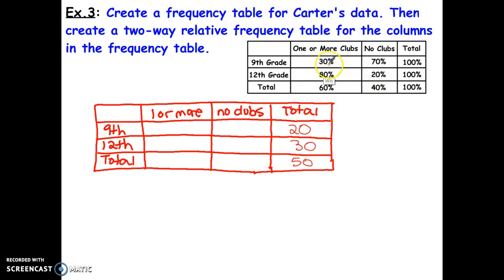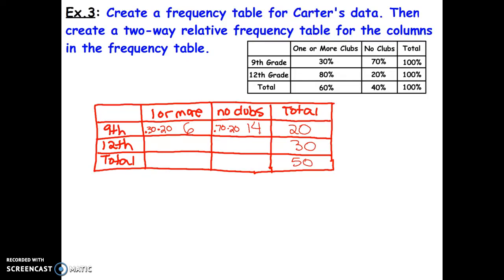So basically we see that 30% of ninth graders are in one or more clubs. So we have to pretty much figure out what is 30% of 20. And the way to do that is to turn that 30% into a decimal, which is 0.30, and then multiply that by 20. And we'll do the same thing for the no club. So that'll be 0.70 times 20. And again, this is how you figure out that percentage of that 20. So 0.30 times 20 equals 6. That means there were 6 ninth graders. And then 0.70 times 20, 14 ninth graders.